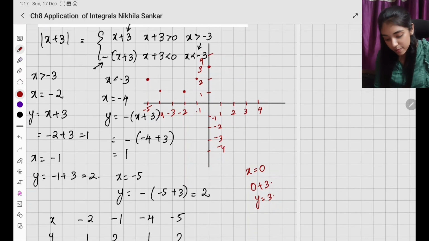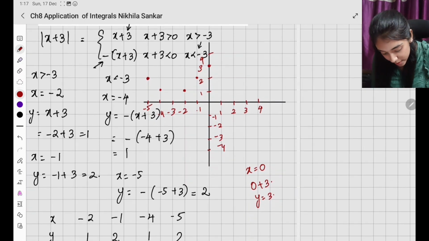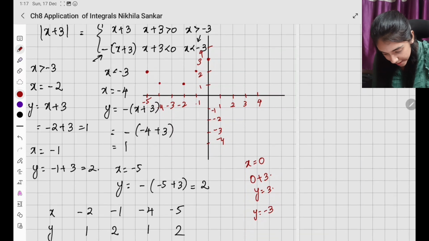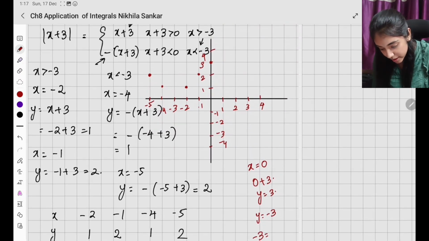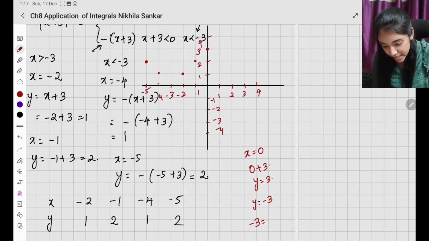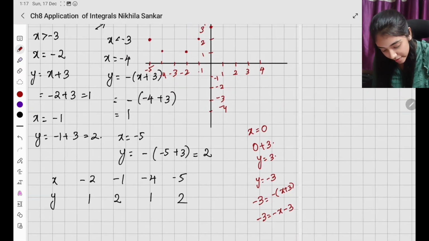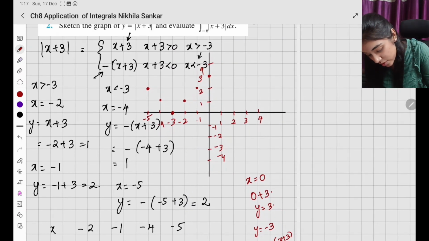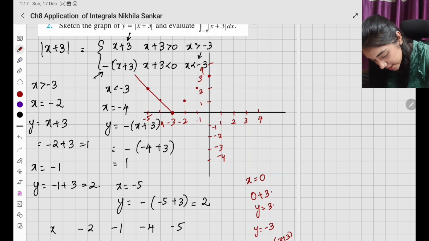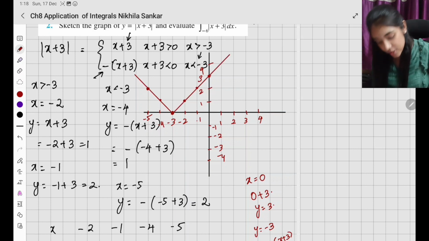Now y equals minus 3. When y equals minus 3, I have minus 3 equals the second function, so minus 3 equals minus of x plus 3. So I have minus 3 equals minus x minus 3, so x is equal to 0. So at x equal to 0, it is going to be at minus 3. So how does my function look? The graph looks like this. So this is my graph.